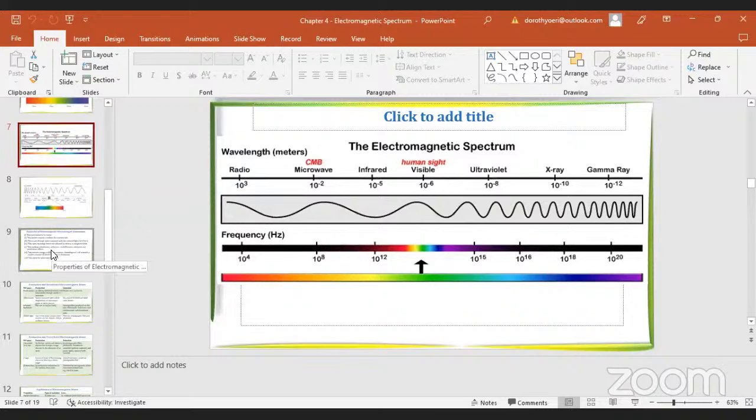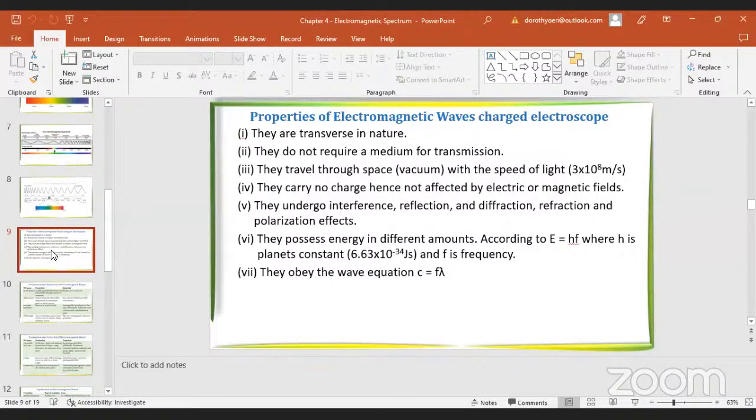So I move on to the next part, properties of electromagnetic waves. Ensure that you know at least two of the properties. Nobody is going to require you to have all of them, but at least know two of them, for you to be able to answer the questions in an exam situation.